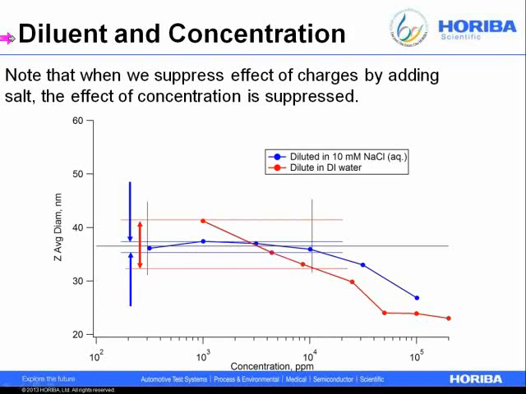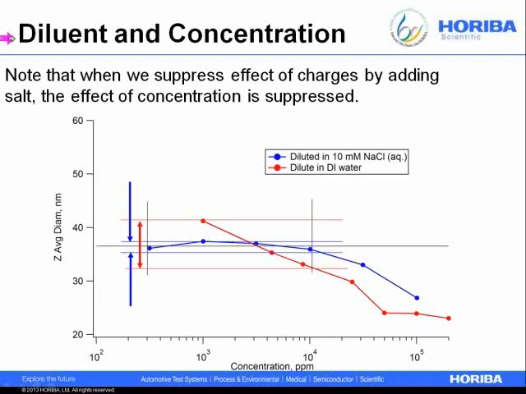Now earlier I mentioned particle-particle interactions versus multiple scattering. And there's actually a way you can turn particle-particle interactions on and off in a charged particle system. And that's by adding salt. So if I take a nanoparticle and I dilute it in DI water and the material is charged, then you'll have quite long-range interactions.